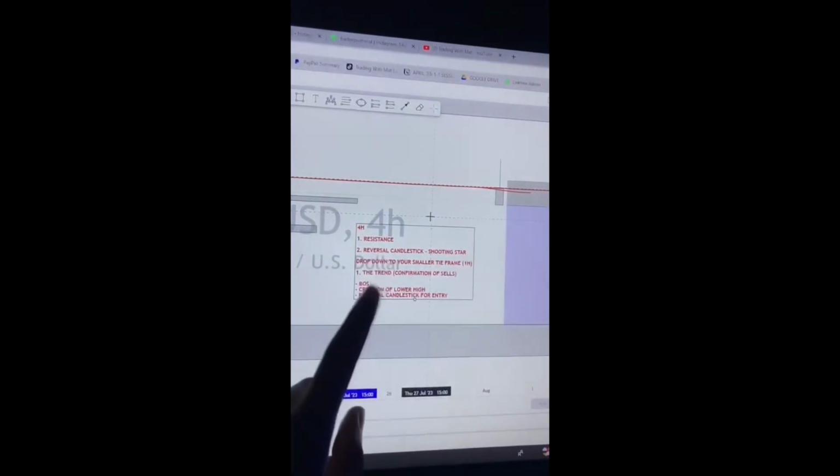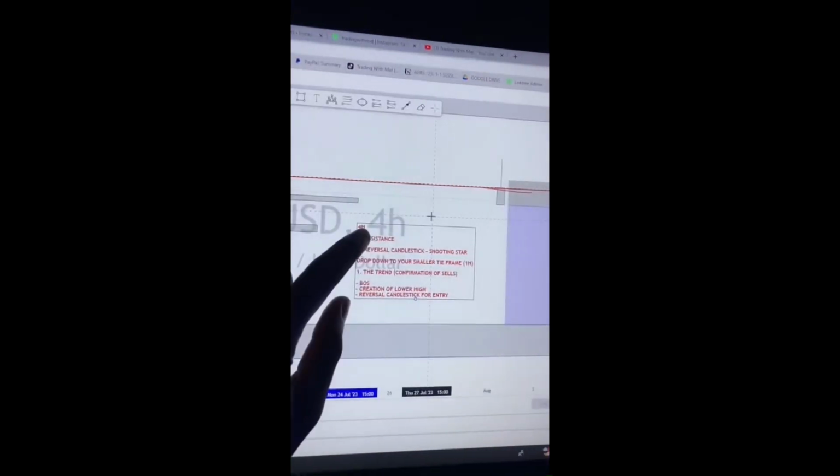No, you need to have a 4H reversal candlestick at a resistance area, and now you need to go into your smaller time frame, your 1H, to see if the trend has been confirmed. This part here is the reason why you are getting stuck in drawdown, and then you close your trade and then your trade goes your way. This is the reason.